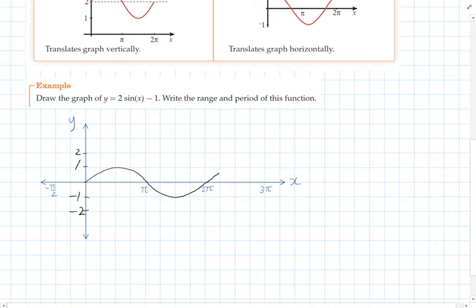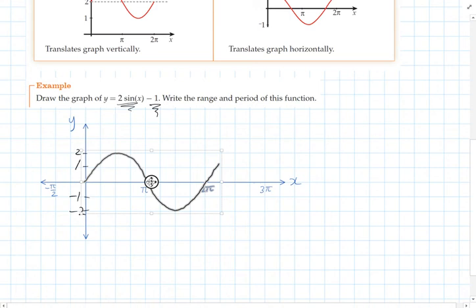Okay, now if I'm putting this 2 in front, what I'm doing is stretching the height. So I'll select this graph here, and we'll stretch the height until it has an amplitude of 2. I've got to stretch it in both directions, and so there it has a maximum and minimum of 2. And then we've got to apply what subtracting a constant does, and in this case it's going to shift it down 1.